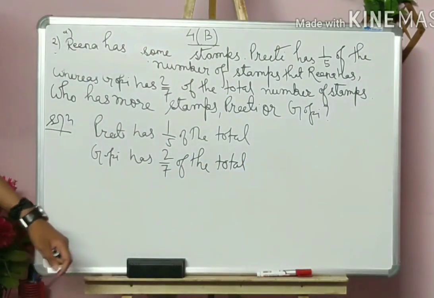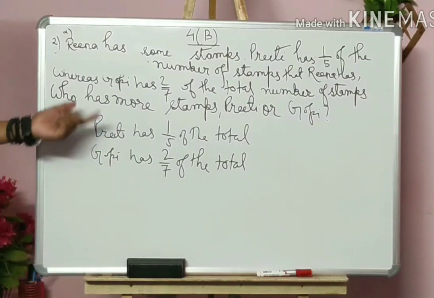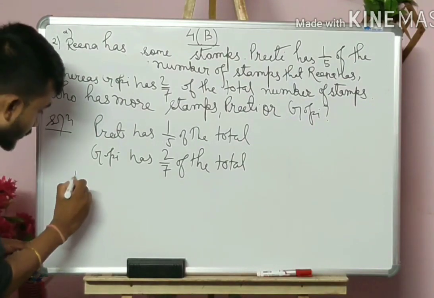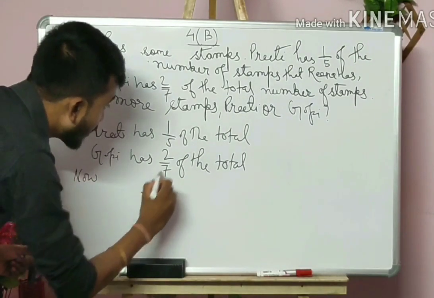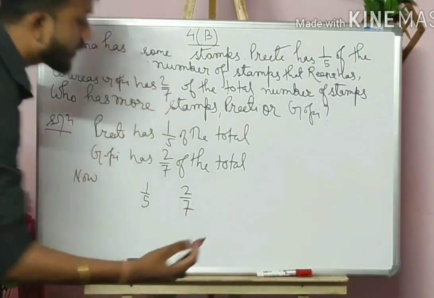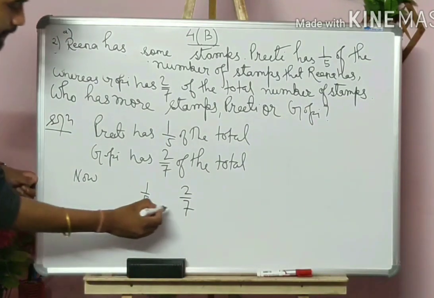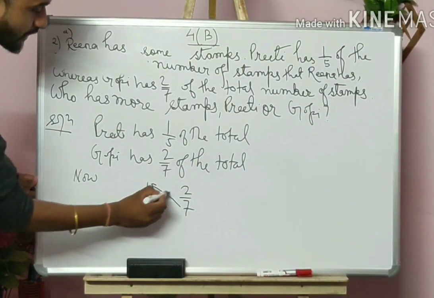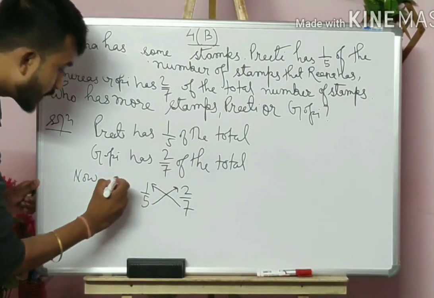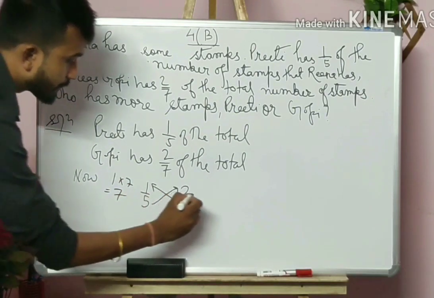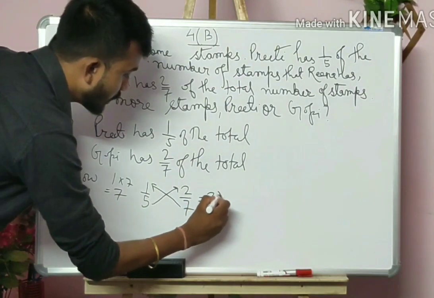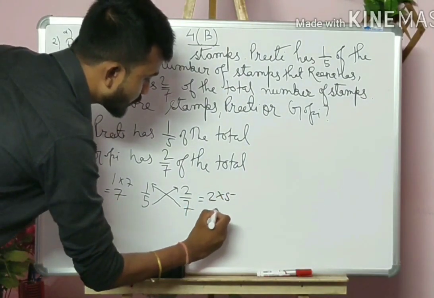Now who has more? We have to find that one only. So what we will do? Just cross multiply. First of all, you write here 1 by 5. Another one you write 2 by 7. And what we are going to do? Just cross multiply. 7 into this one and 5 into 2. So whenever you multiply 1 into 7, you will get 7. And here you multiply 2 into 5, so that means you will get 10.